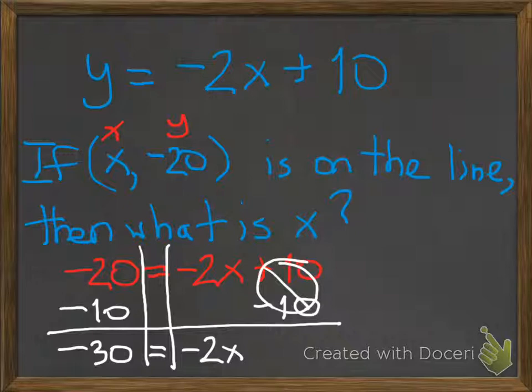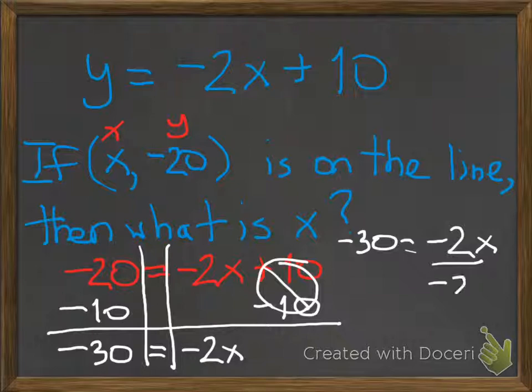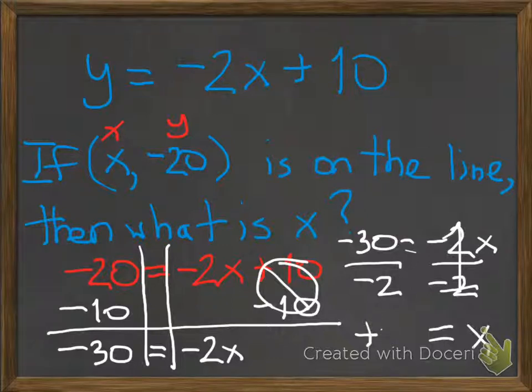Now, continue the problem over here. We got negative 30 equals negative 2x. And to get x by itself, we must divide both sides by negative 2. So the negative 2's on the right side cancel out. And that's going to leave us with x equal to negative 30 divided by negative 2, which is a positive 15, because a negative divided by a negative is a positive. So x is equal to 15.